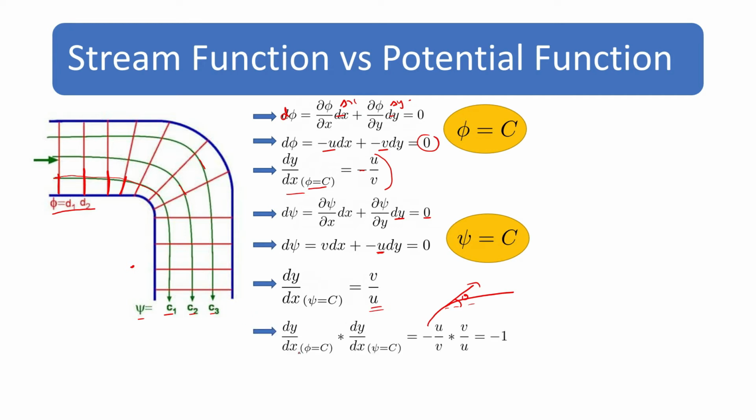If you multiply both of these, dy by dx for an equipotential line and dy by dx for a streamline, you will get minus u by v into v by u, which is equal to minus 1. This indicates that these two tangent lines intersect perpendicular to each other.